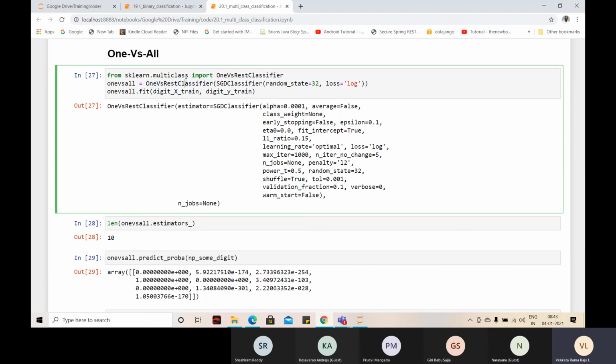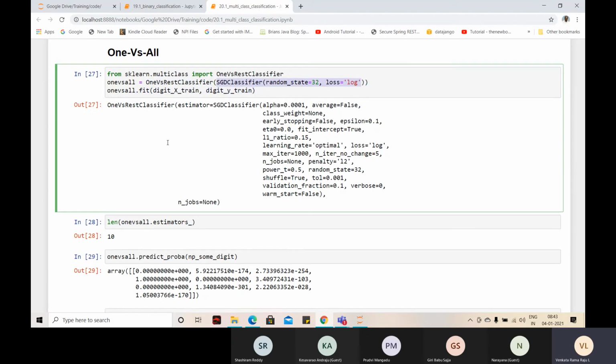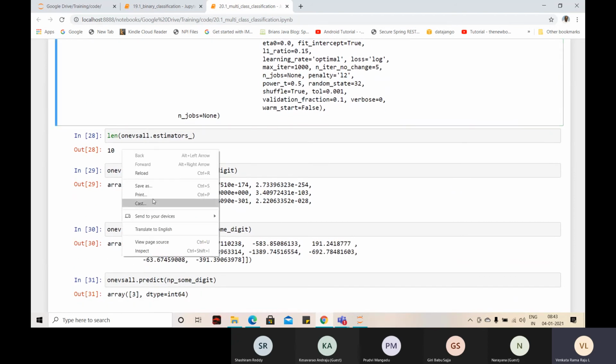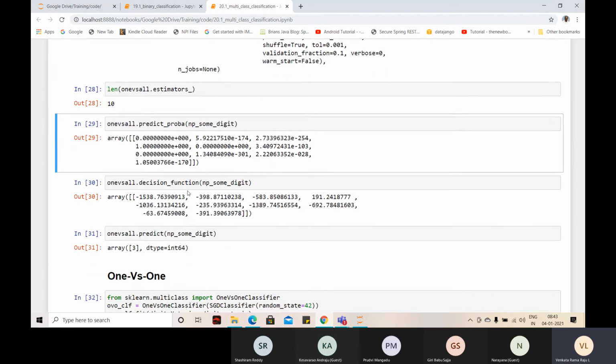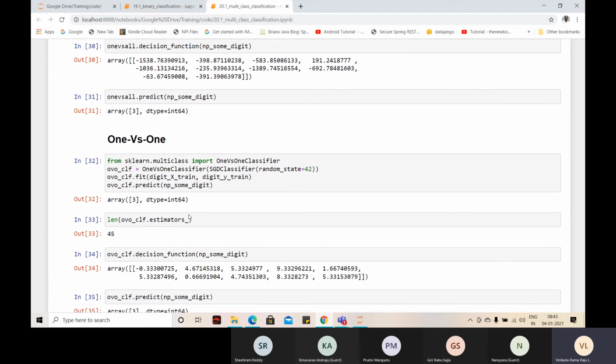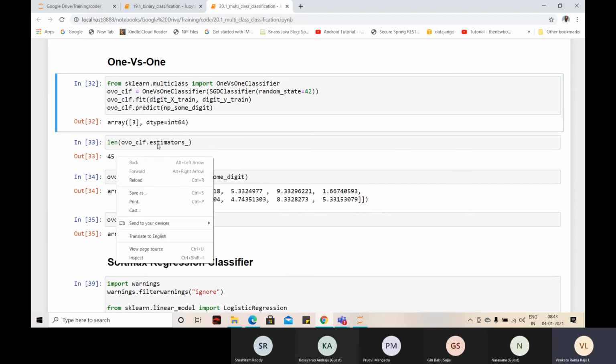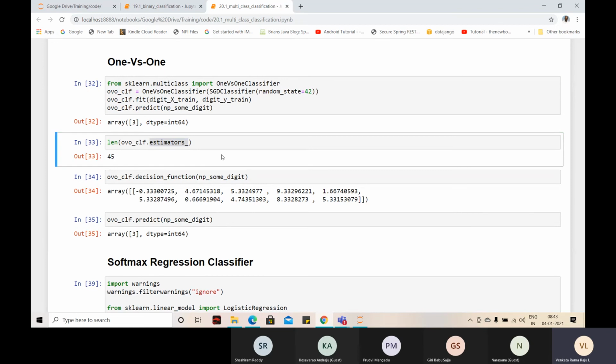So 1 versus rest takes the algorithm as input and does whatever, right? So we fit 10 estimators, and we have got 10 probabilities, 10 decision scores. 1 versus 1 classifier takes the SGD classifier, right? And then it actually gives you 45 classifiers, 45 estimators. Why? N into n minus 1 by 2, right?